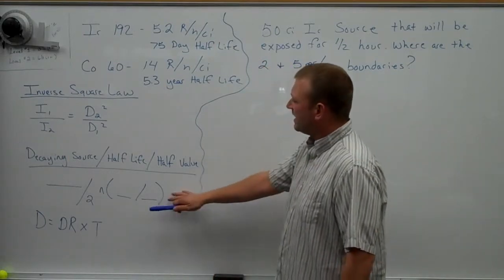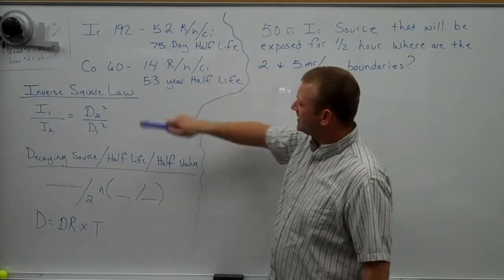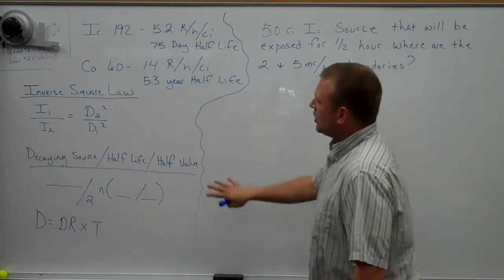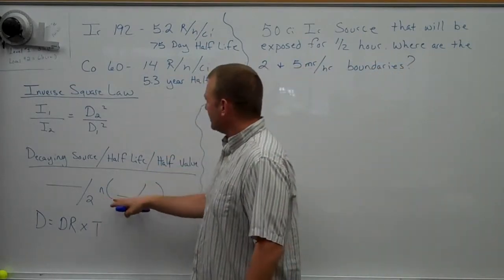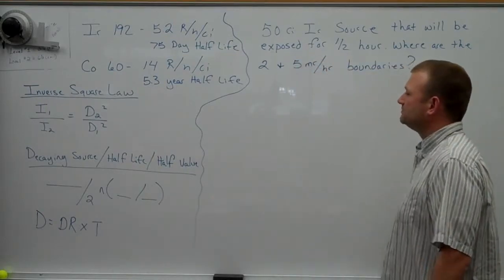That's going to get us down to how many curies we had now, and then if we wanted to convert that to Rankins, we would multiply that remaining number times 5.2. Okay? If it was cobalt, we would use 14 down here and some other things, but we would have to remember that that one is in years.